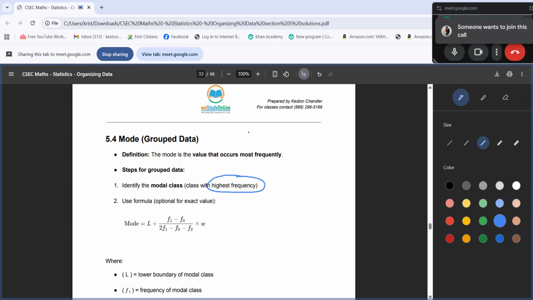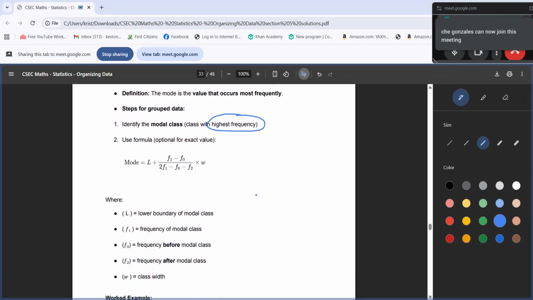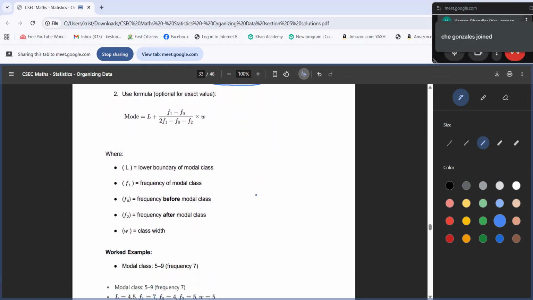So we're going to identify what that class is, and then we need to apply this formula that I have on screen here to calculate the mode. Now, the formula looks a bit intimidating, but it's not really. All we need to do is know what each one of these variables stands for. So similar to calculating the median, L is the lower boundary of the modal class. We're going to take that modal class that we have identified, and we're going to take the lower boundary, which is 0.5 less than the lower limit.